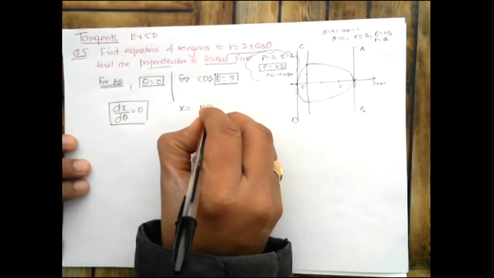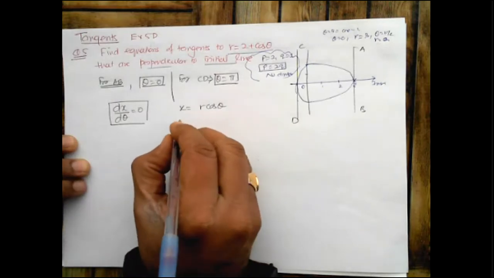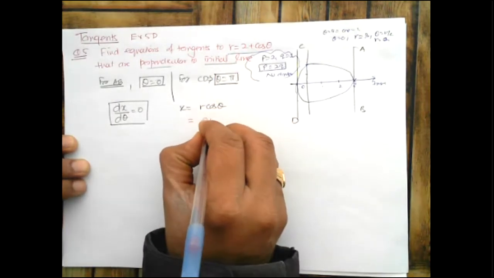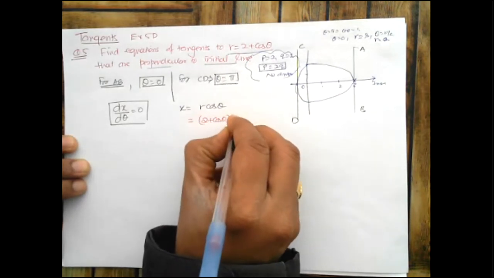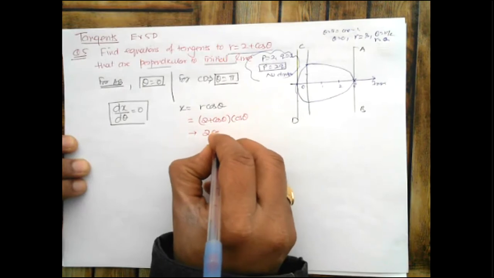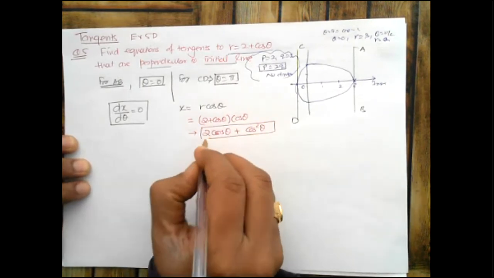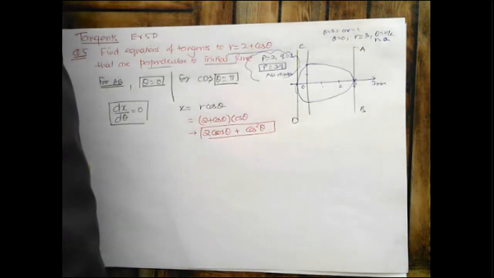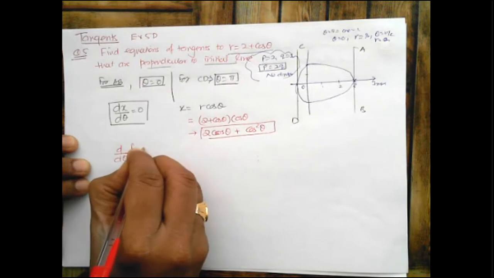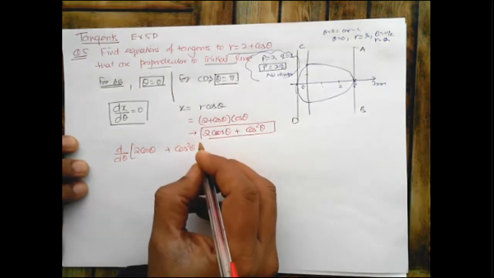X is r cos theta. We learned that from the first video. So x equals r cos theta, and r is this, so x is 2 plus cos theta times cos theta. That gives me 2 cos theta plus cos squared theta. Right, so this is the x here. I need to differentiate that with respect to theta: d by d theta of 2 cos theta plus cos squared theta.